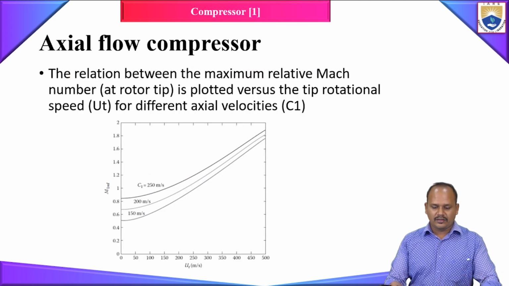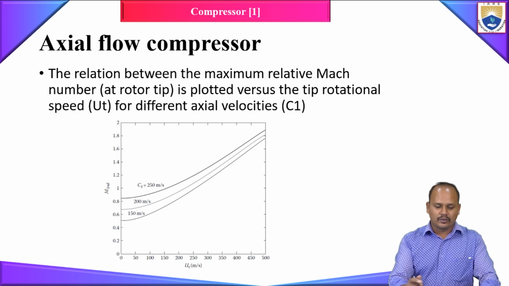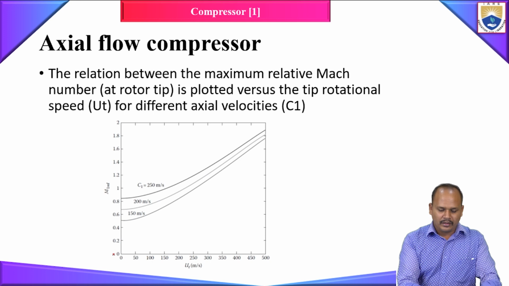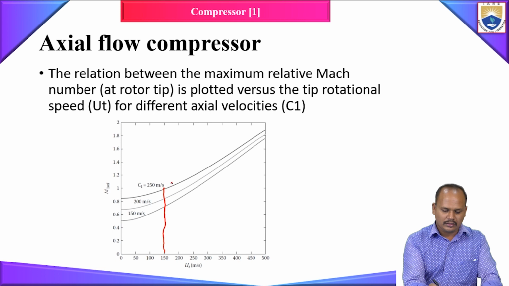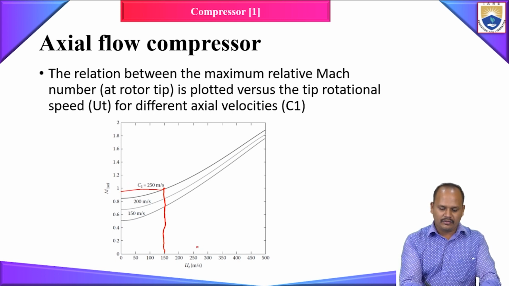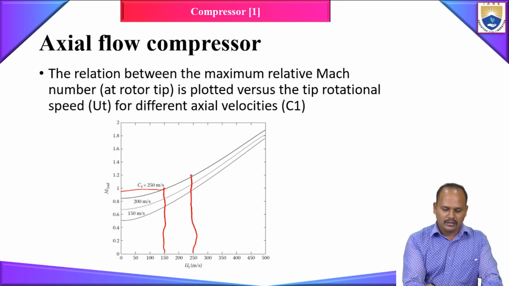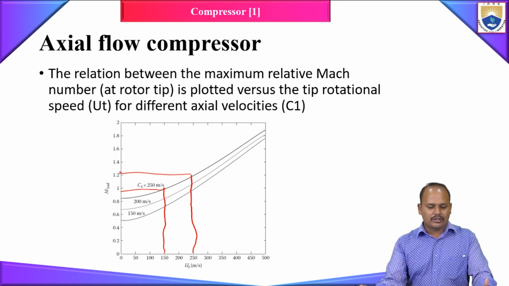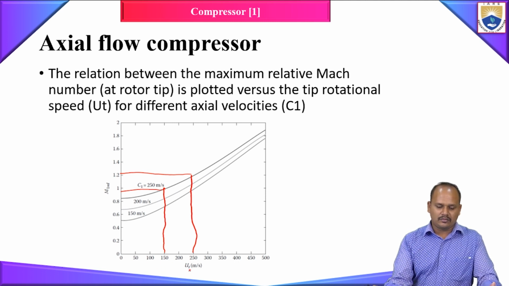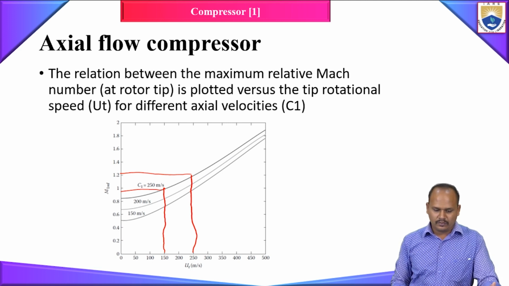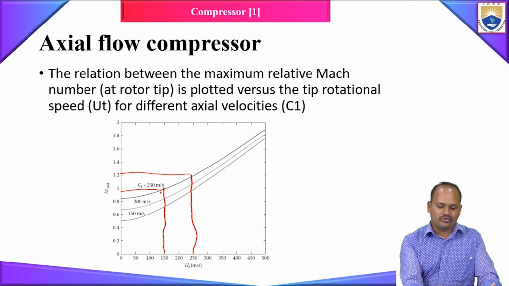Next, this is the relation between the maximum Mach number versus the inlet velocity. As you can see here, when your inlet velocity is increasing, the Mach number it is going to achieve is also increasing, right? So let's say if my inlet velocity is 150, it is within the limit. Instead, if I have inlet velocity 250, you see you have more than Mach number 1.2. So this is basically limiting the tip velocity. So you can see here when the inlet velocity, that is C1 absolute velocity, is increased, the Mach number it is going to achieve is also going to increase.